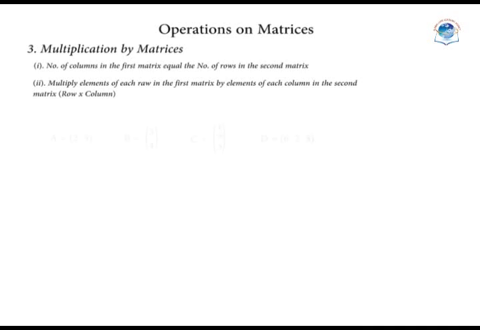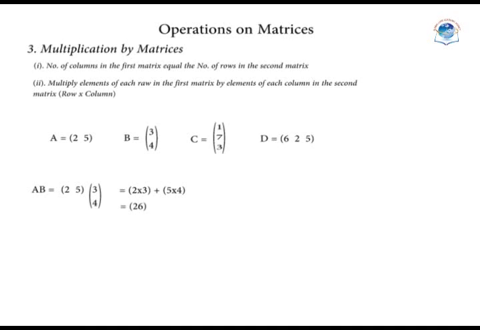For example, consider these four matrices A, B, C, and D. A has two columns and B has two rows. That satisfies the first requirement. And so it's possible to multiply A times B. So we have 2 5 times 3 4. That gives us 2 times 3 plus 5 times 4. That gives us 26.